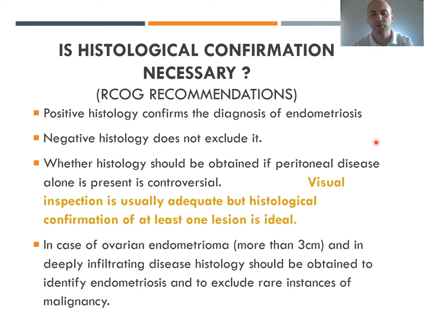Positive histology confirms the diagnosis of endometriosis. Negative histology does not exclude it. Whether histology should be obtained if peritoneal disease alone is present is controversial. Visual inspection is usually adequate, but histological confirmation of at least one lesion is ideal.